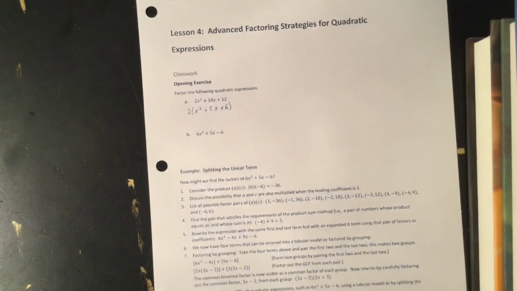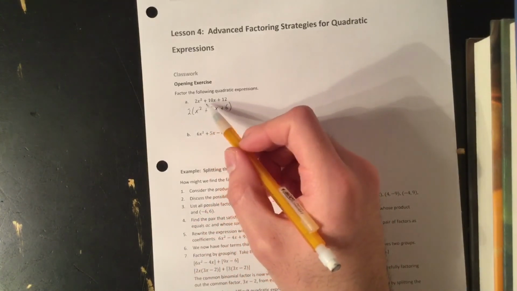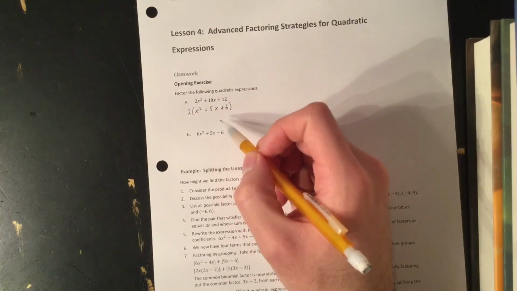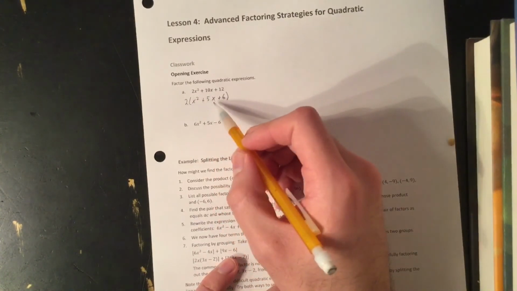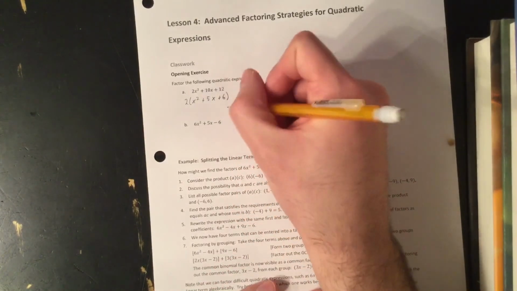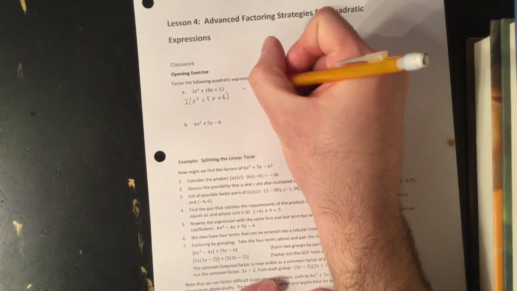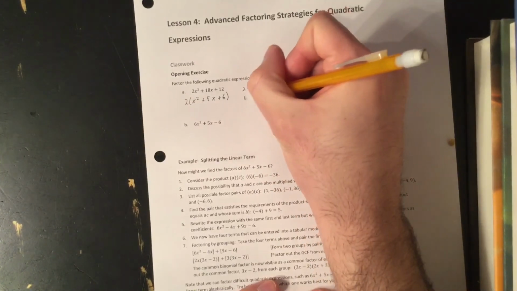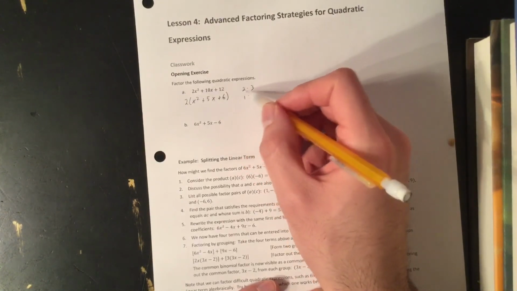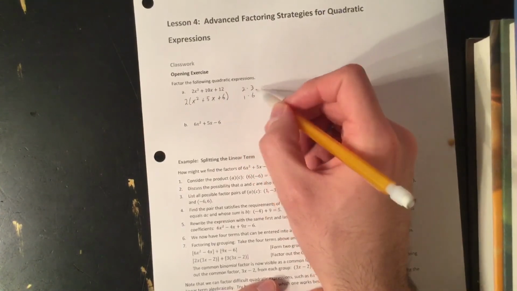Okay, so on the opening exercise A, it's 2x squared plus 10x plus 12, and we can pull out a 2 from each one of those. So when we pull out a 2, we have x squared plus 5x plus 6, and this is when we can start to factor the way we've been doing. Different factors of 6 are 2 and 3, 1 and 6, and then just figure out the combination that will add up to 5. That's going to be 2 and 3.